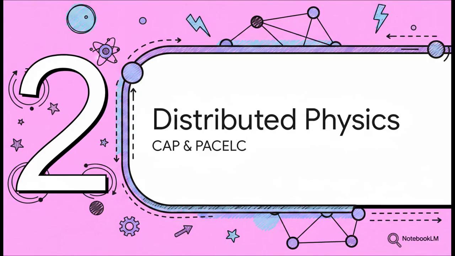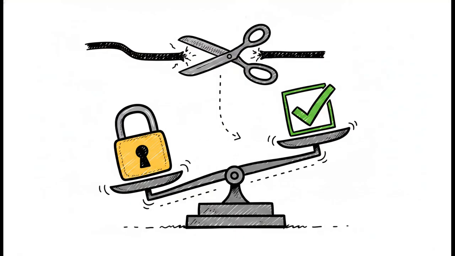Moving to Section 2, the laws of distributed physics, specifically CAP and PACELC. The foundation of literally every distributed system relies on the CAP theorem. It states that you have to choose between consistency, where every read returns the absolute most recent write, and availability, where every request receives a non-error response.